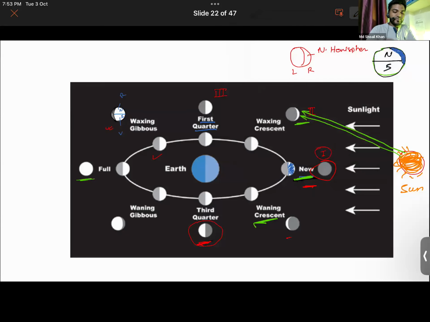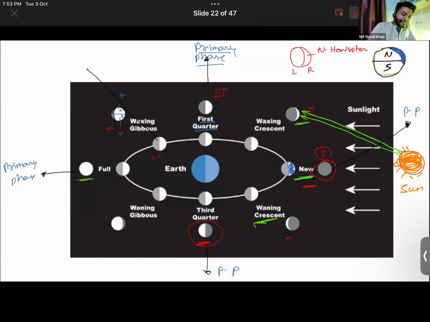Now let me clear up what is intermediate and what is primary phase here. Look here. Whenever we talk about quarters, for example the first quarter, the full moon, the third quarter and the new moon, we say that they are in the primary phase. Whenever the moon is lying between two primary phases, for example here, you will call it the intermediate phase. Getting what I'm trying to say?